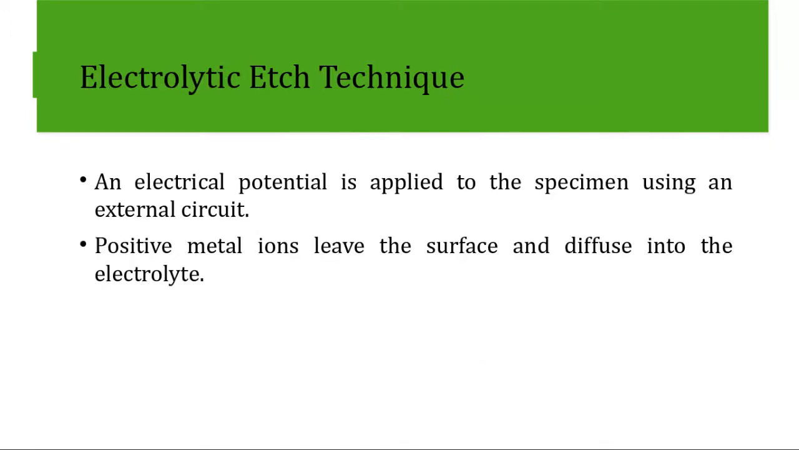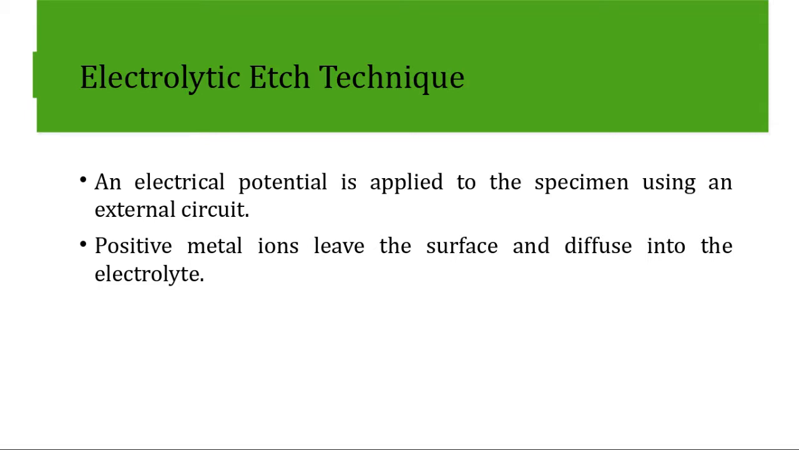The electrolytic etching technique is you're essentially applying an electrical potential to the specimen using an external circuit. So you'll apply a voltage, and what happens is the positive metal ions will leave the surface and diffuse into the electrolyte that you have in contact with your specimen.